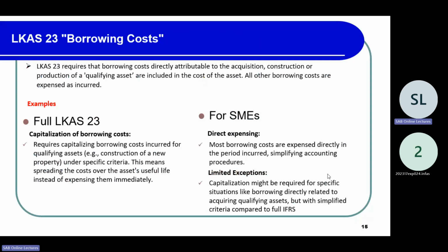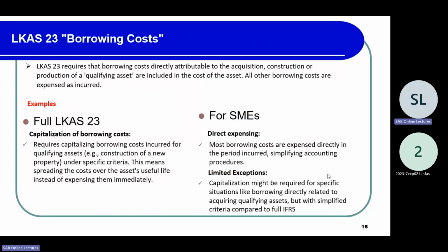Next, LKAS 23 borrowing cost. LKAS 23 requires that borrowing costs directly attributable to the acquisition, construction, or production of qualifying assets are included in the cost of assets. All other borrowing costs are expensed as incurred. Also, I have mentioned two examples of how it differs between the SMEs and the full LKAS 23. For full LKAS 23, capitalization of borrowing cost requires capitalizing borrowing costs incurred for a qualifying asset, for example construction of new property under specific criteria. This means spreading the cost over the asset's useful life instead of expensing it immediately.